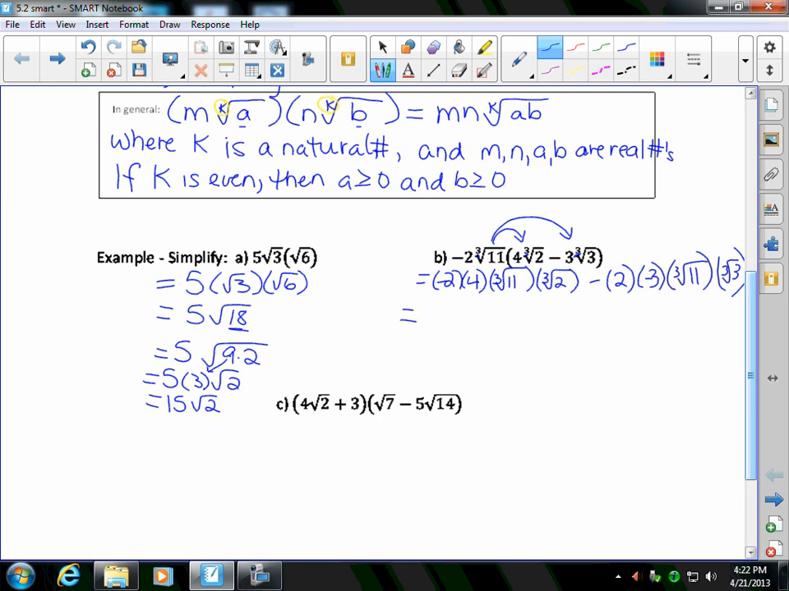So what I have then is negative 2 times 4 is negative 8 cube root of 22, negative 2 times a negative 3 is a positive 6 cube root of 11 times 3 is 33. And then you always check and see, can you simplify? And if you can, then you do, but this you can't simplify. And you can't simplify cube root of 33, so that would be your answer.